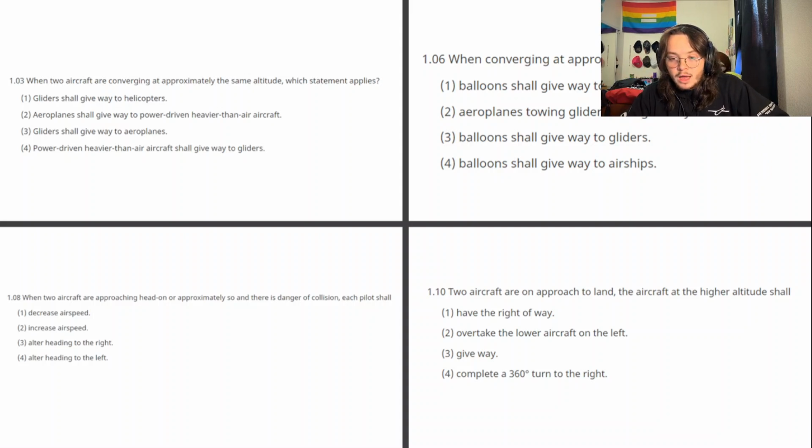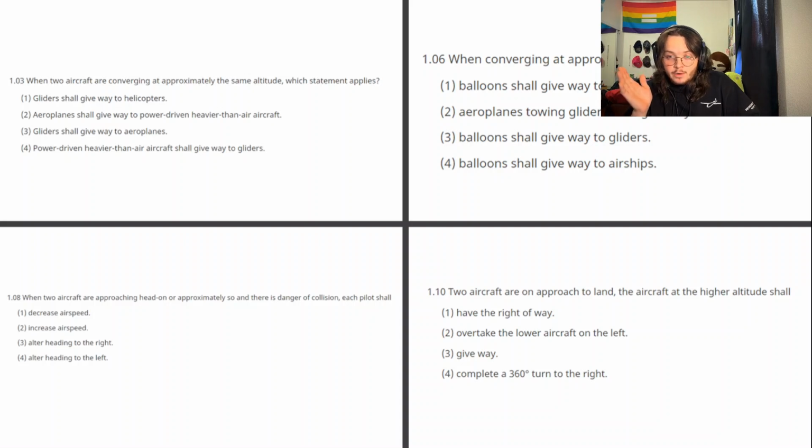The aircraft at the higher altitude shall: 1, have right of way; 2, overtake the lower aircraft on the left; 3, give way; and 4, complete a 360-degree turn to the right. So we know it's not 1, because we know that the lower aircraft has right of way over the higher aircraft. Makes sense. Overtake the lower aircraft on the left, that's doubly wrong.